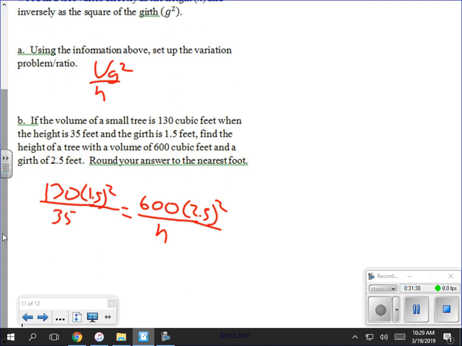And yeah, you're going to want a calculator for this one. Oh boy. And you get 448.7.